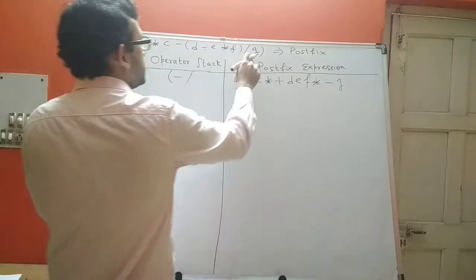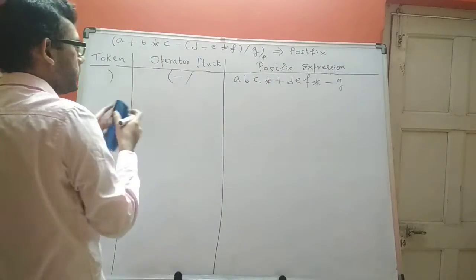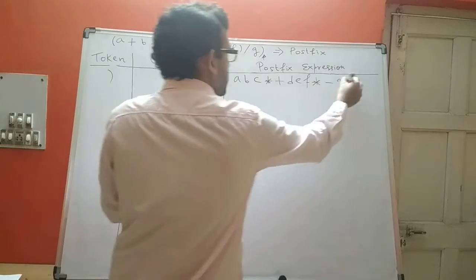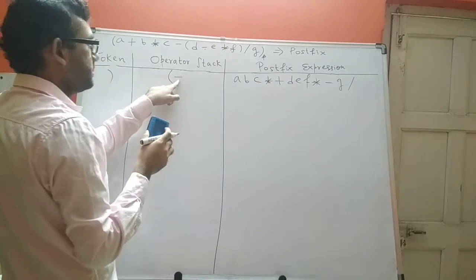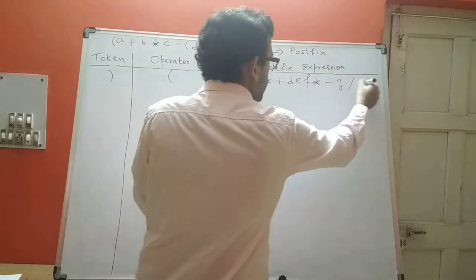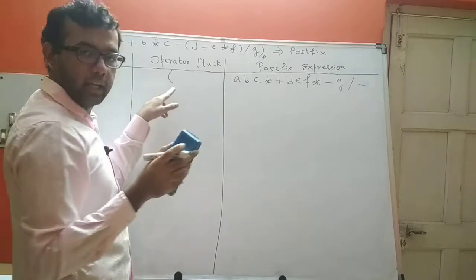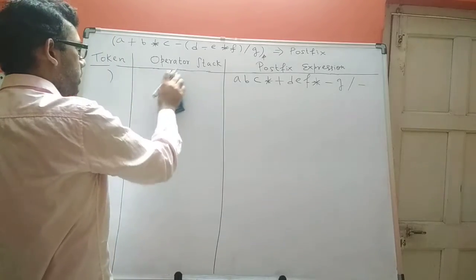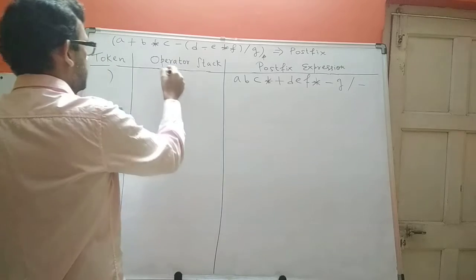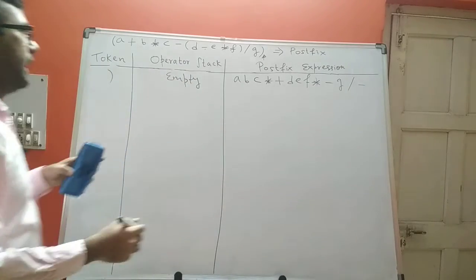And my last token, as you can see, is a closing parentheses. The moment I encounter a closing parentheses, I'll do the same thing. I'll pop till the time I encounter an opening parentheses. Is minus an opening parentheses? No. So I'll pop it and I'll add it to my output. Is this an opening parentheses? Yes. So the moment I encounter an opening parenthesis, I'll stop the pop operation. I'll pop the opening parenthesis but not add it to the output. My stack becomes empty and the entire process has been completed.